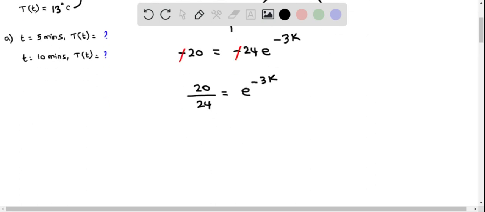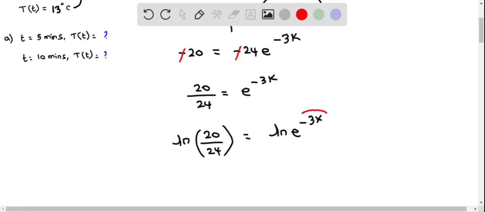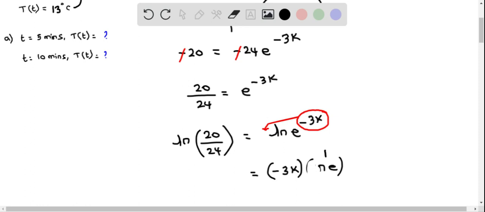Now let's take the natural logarithm on both sides, and we will solve for k. So it is the natural logarithm of 20 over 24. This equals the natural logarithm of e raised to the power of negative 3k. We now bring this exponent, that is negative 3k, to the front by using the power rule of natural logarithm. And so we can write this as equal to negative 3k times the natural logarithm of e. The value of the natural logarithm of e is 1, so we can remove this from this equation.